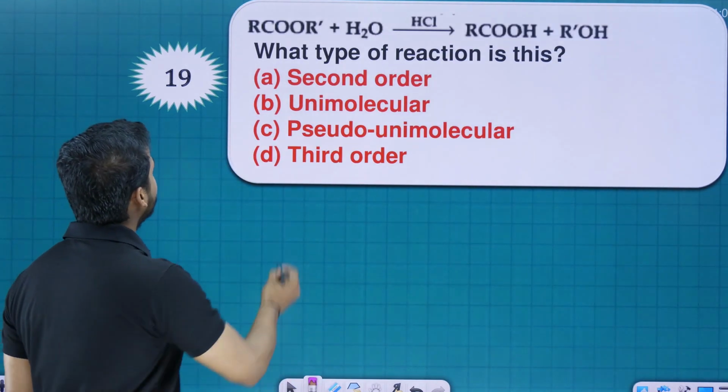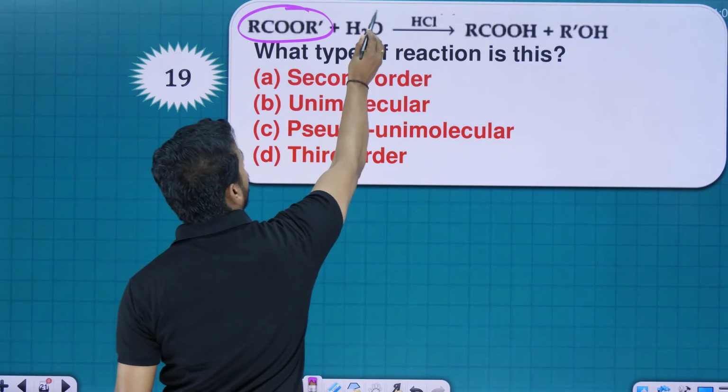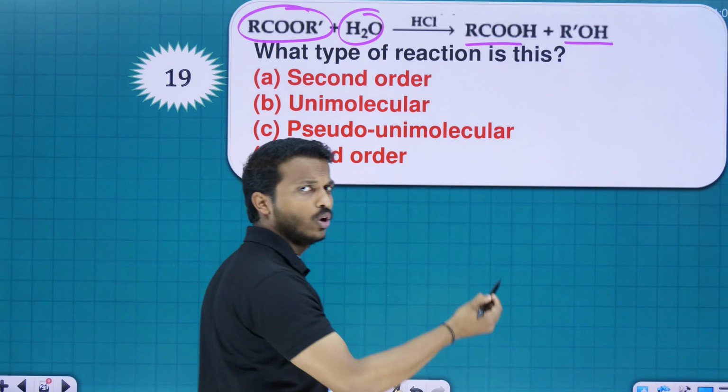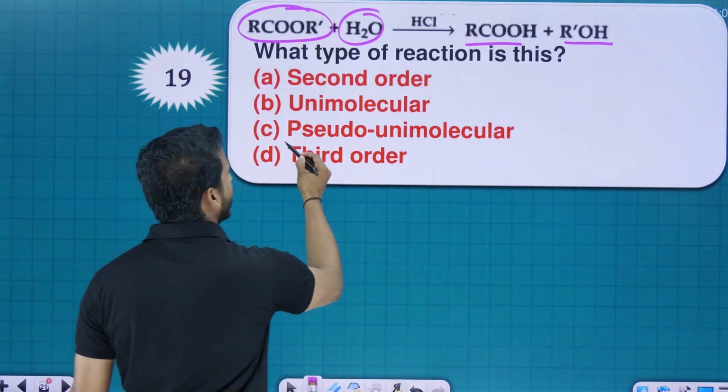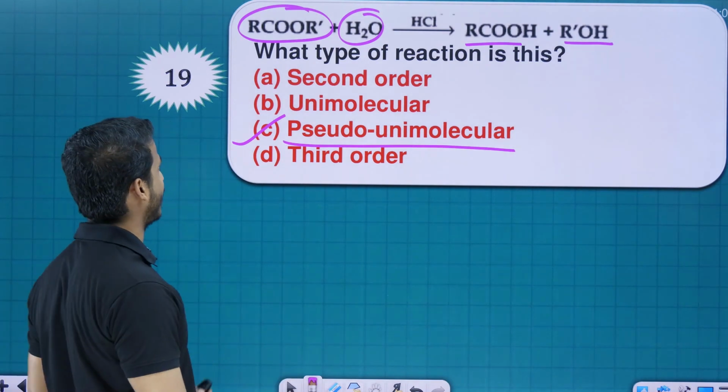Right? Next one. There is an ester, RCOOR. It's an ester. On hydrolysis, an ester gives acid and alcohol. It is an example of what? A pseudo first order reaction or pseudo unimolecular reaction.